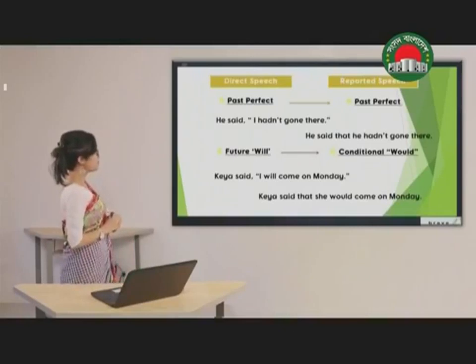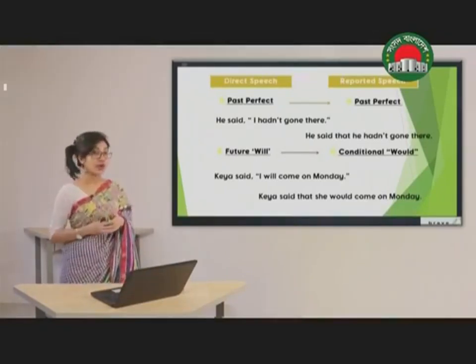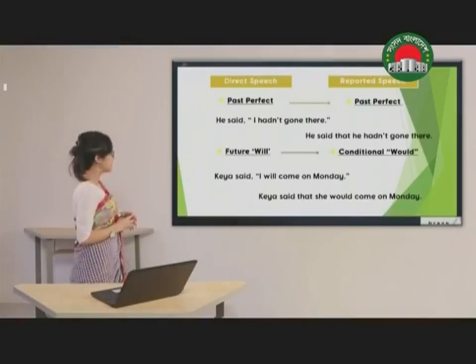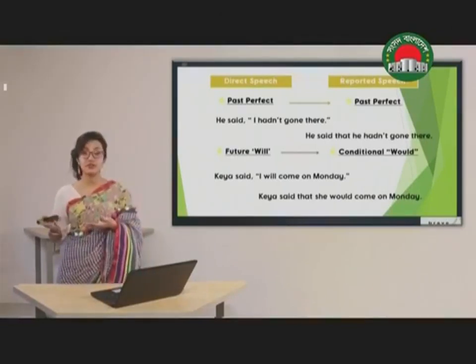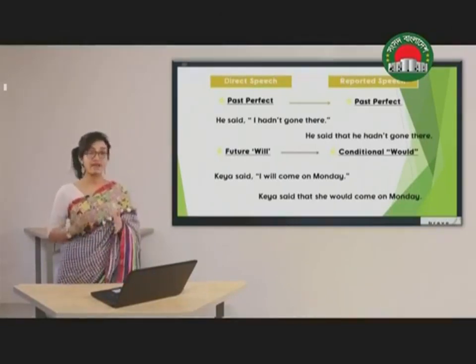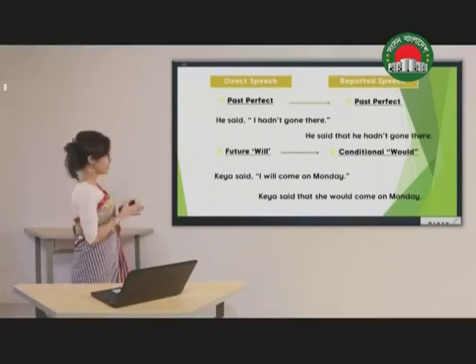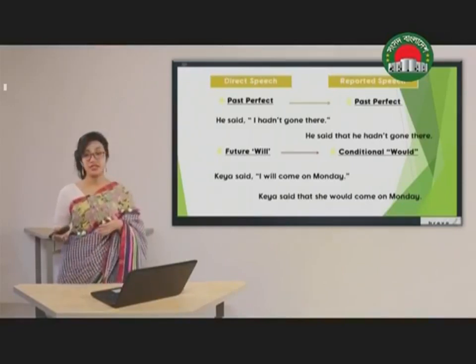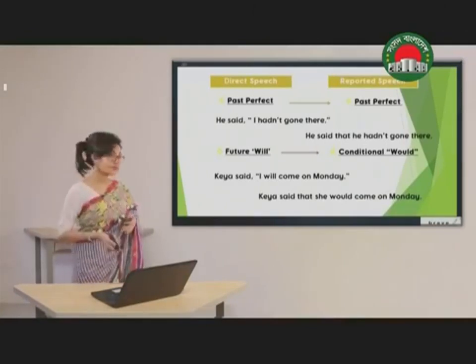Now, in case of future tense, in case of will, what are you going to do? You are going to change it into would. For example, Kia said, "I'll come on Monday." I will come. So we have the subject, we have will, and then we have the verb, which means that this is in future tense. So here we have changed it into Kia said that she would come on Monday. Only will has been changed into would.